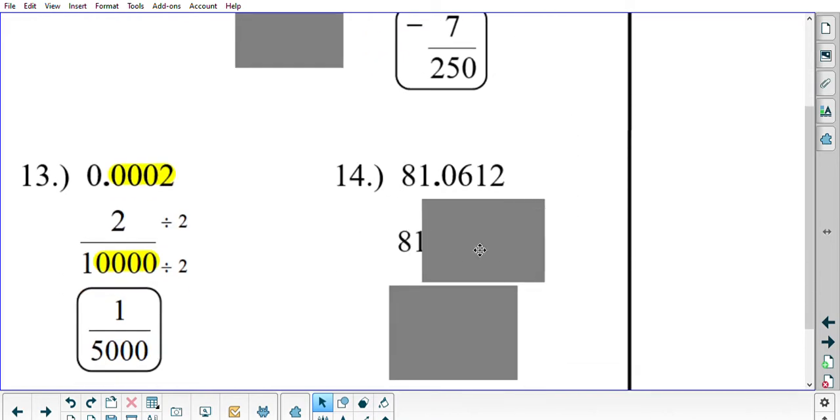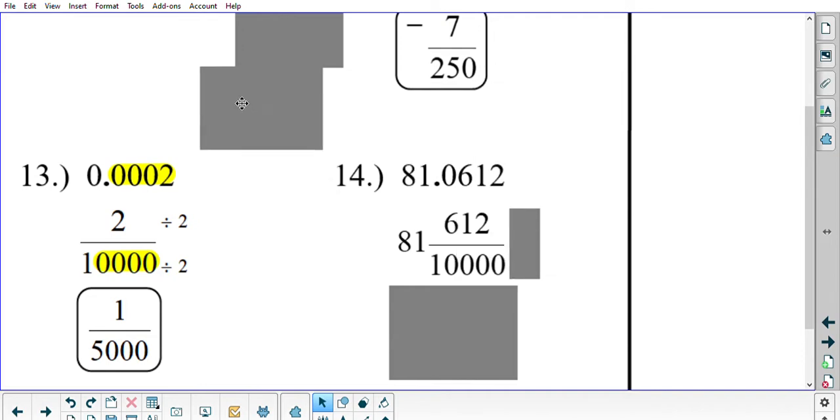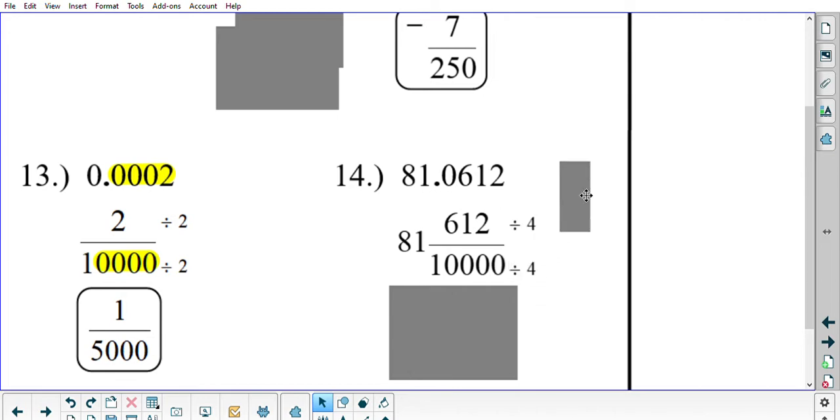Problem number 14, did you throw the 81 in front for the whole number part of the mixed number? What do we have? 1, 2, 3, 4 digits to the right of the decimal point. Therefore, we need to have 4 zeros in the denominator, making it 10,000. So we have 612 10,000ths with the 81 as the whole number. Is that simplest form? No way is that simplest form. They are both divisible by 2. Actually, they're both divisible by 4.